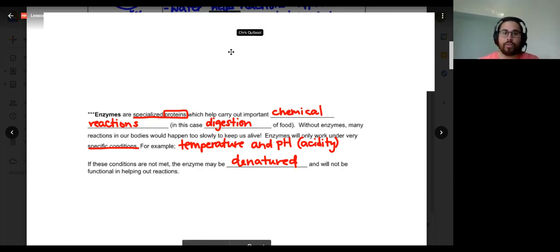So that's a little brief introduction into enzymes. I'm going to talk about them in a little bit more detail about how they work, but are there any questions about the general function of enzymes?